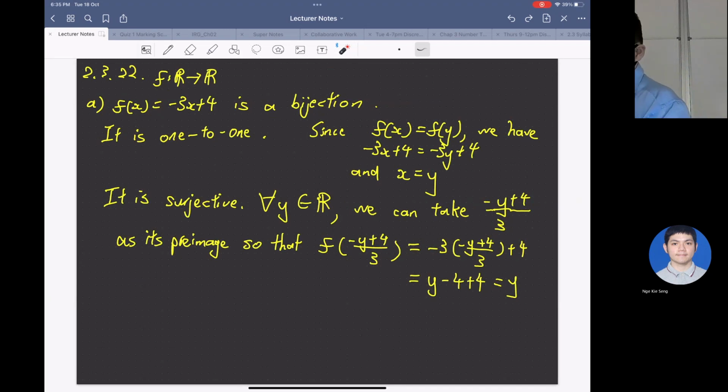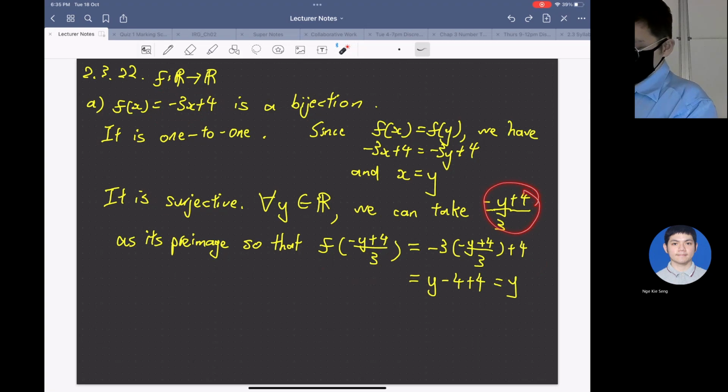2.3.22. Okay, you want to show that this function is a bijection. This means you need to show that it is both 1-to-1 and onto. To show that it's 1-to-1, you suppose that f(x) equals f(y), and then you prove that x and y are equal. Okay, definition. Surjective: given any element y here, you want to find the pre-image. So you set your function to be equal to y and then find the x.